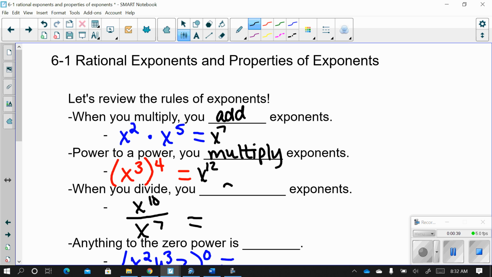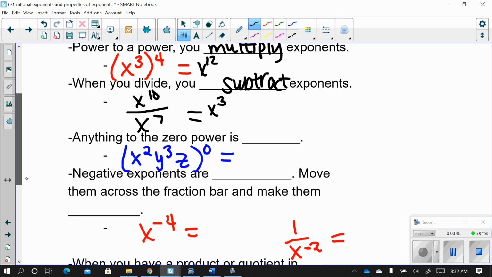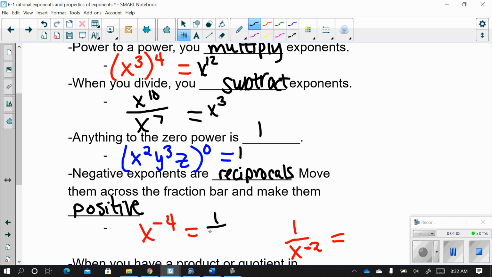When we divide, we subtract the exponents. So x to the 10th over x to the 7th is equal to x cubed. Anything to the 0 power is 1. Okay, negative exponents are reciprocals. Move them across the fraction bar and make them positive. So x to the negative 4th is the same thing as 1 over x to the 4th. 1 over x to the negative 2, we'll move it across the fraction bar, it becomes positive.